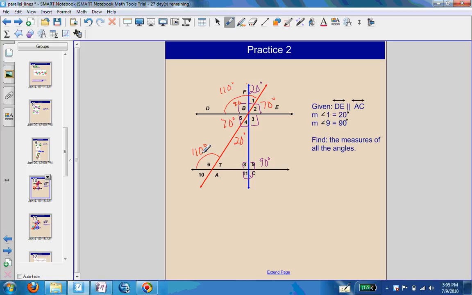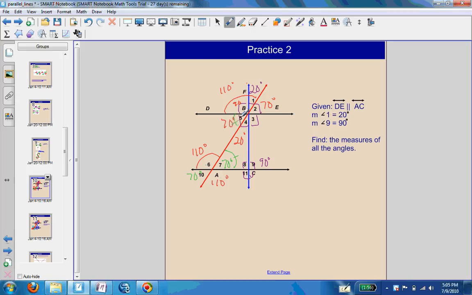Now that we know that, we can finish all these angles down here at the bottom. 6 is vertical from A, so this is 110. They're congruent. And 6 and 7 are supplementary, so this has to be 70 degrees. This has to be 70 as well, since they're vertical, and these are supplementary. And if you look, you'll also notice that this angle and this angle are alternate interior.